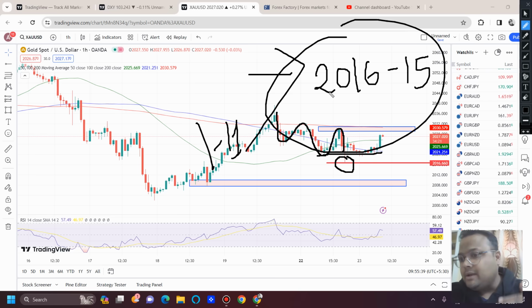Once the market comes down, observe the volatility around 2015, 2016. If you see that the market is not forming big red candles and is showing price rejection from below, you can go for a buy around this area.